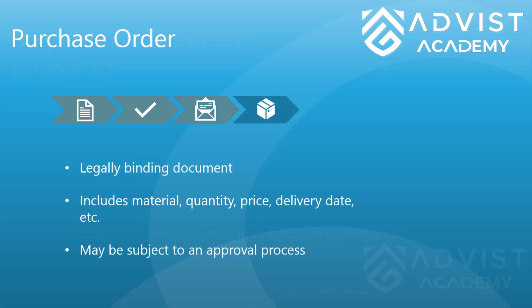Once a supplier is chosen, or if no RFQ was required, a purchase order is created. The purchase order is a legally binding document and is sent directly to the supplier. It contains all relevant information such as the material, quantity, delivery date, price, purchasing organization, and the associated plant. Depending on the system configuration, the purchase order itself may also be subject to an approval process. Only after successful approval is the order transmitted to the supplier.